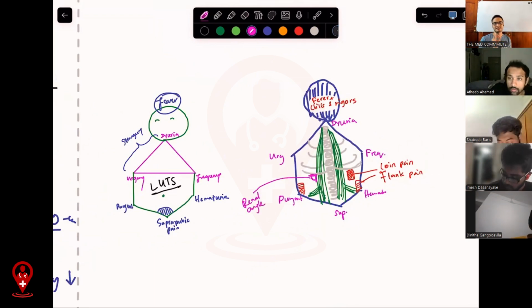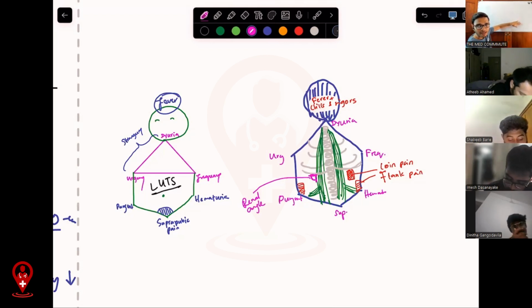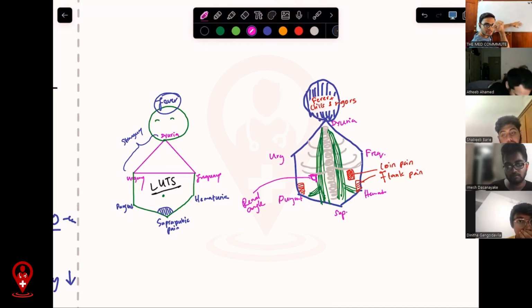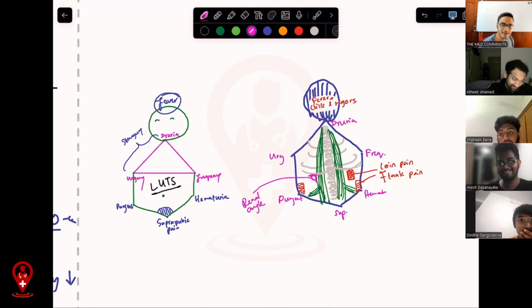This renal angle, guys, this area, there is a classic feature called renal angle tenderness. You keep your hand flat here. If this is the patient's renal angle, you keep one hand here flat and use the other hand, the fist, and just give a light tap. The patient will run and scream. Very severe pain.